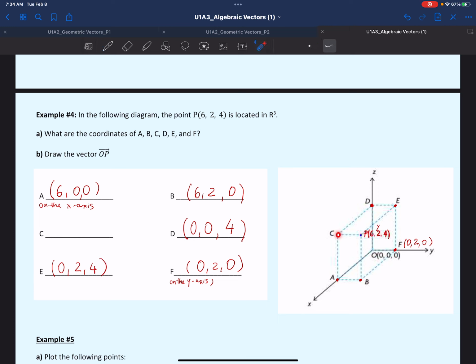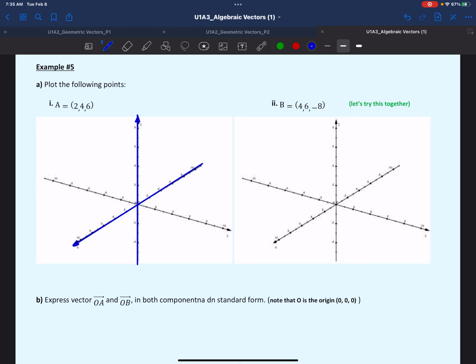Now next we're going to take a look at how to plot points in 3D. So I am going to make these axes a little bit more clear. When you convert the files to PDF, which is the only way that GoodNotes can read it, it makes it a little bit foggy. There we go.